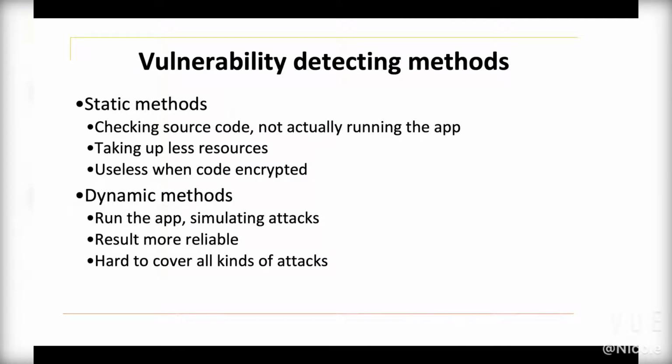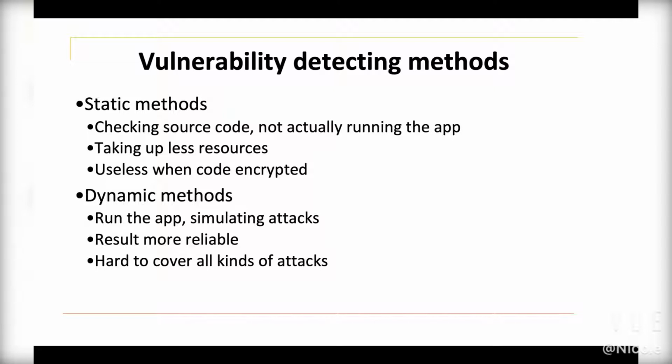For application developers, one important approach to keep apps secure is vulnerability detection. There are two basic methods for detecting vulnerability: the static method and the dynamic method. The static method aims to track the source code of your app without running it. It can use different algorithms to trace the taints in the code. As the method does not require running the app, it takes up fewer resources when testing. However, if the source code is encrypted, this method will be useless.